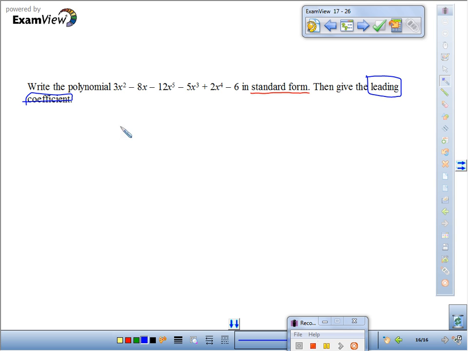So let's see. First of all, we need to identify the degree of each term, of each part of the polynomial. So let's see. What degree is this first term right here? 2. And how do we know that? We go by the degrees or the exponent on the variable, not the number, on the variable. If it has more than one variable, we add the exponents. What is the degree on this next term? 1. What this next one? 5. This next one? 3. 4. And this one is 0 because it doesn't have a variable.